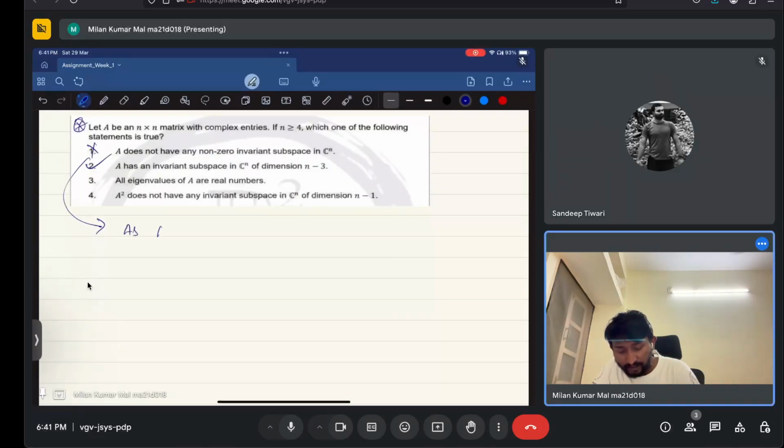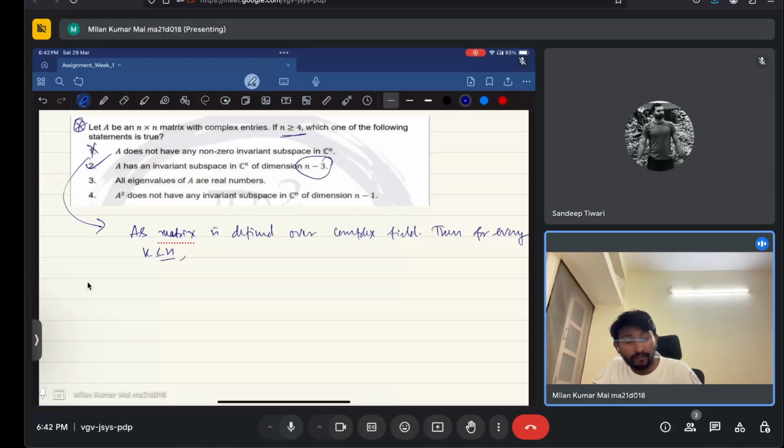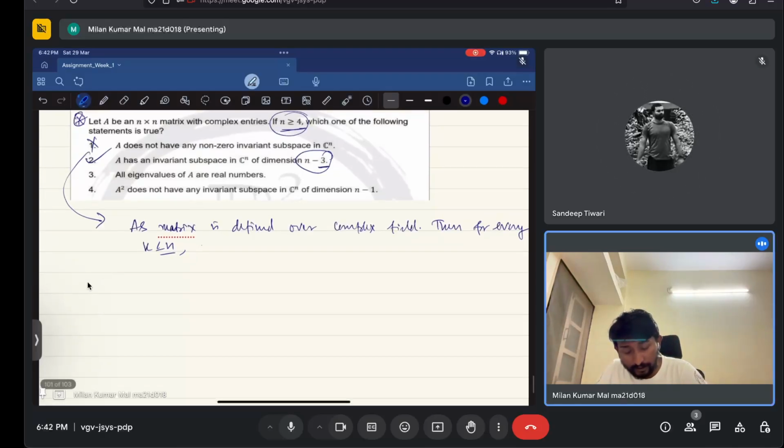Let me write it clearly. As the matrix is defined over the complex field, then for every k less than or equal to n, there is an invariant subspace. That is why 4 is taken, because n minus 3 will be minimum 1. To confuse people, as well as make it correct. N minus 3 is a random term, but why has n greater than or equal to 4 been taken? One can take n as 3, or n as 2, and n minus 2. For every k less than or equal to n, there is one.